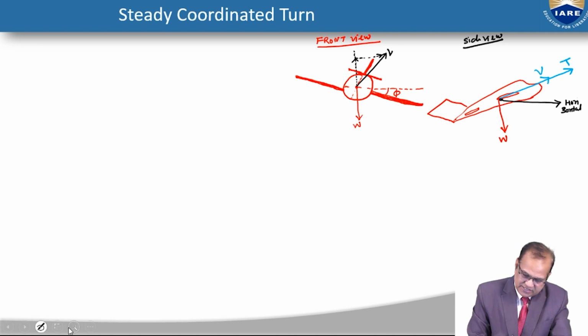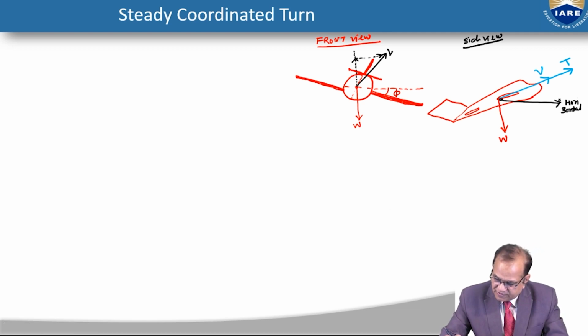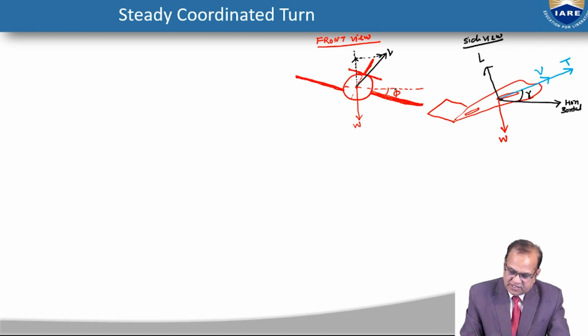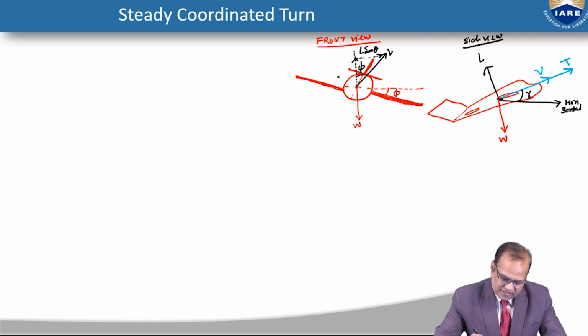Lift will act the same. I am putting it in black. This will always be opposite, perpendicular to V. So this will be somewhere like this. This is the lift. This is the gamma. Here is the phi. This angle is also phi here. This is also phi. So what will this be? This one will be L sine phi, and this will be L cos phi.